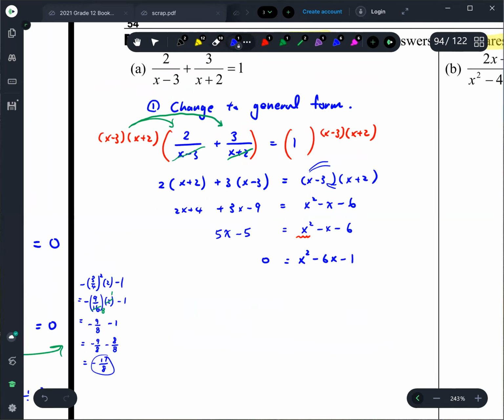Okay, so we can list out our A, B, C. Okay, and then step 2, formula. Quadratic formula.